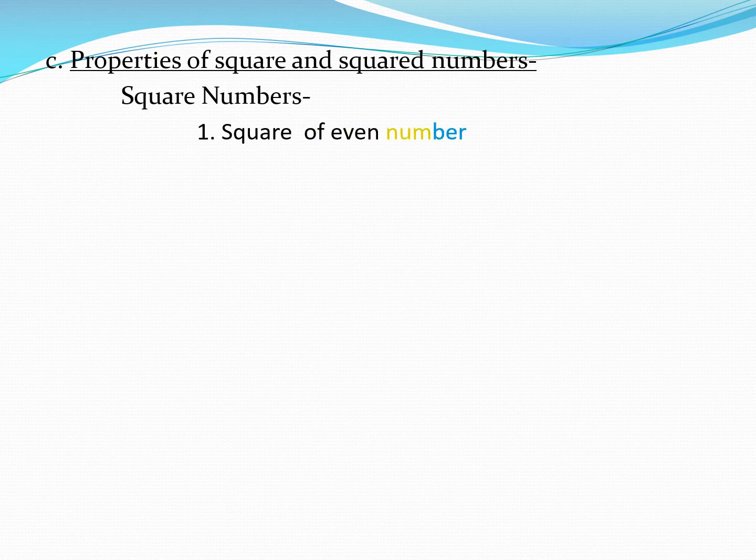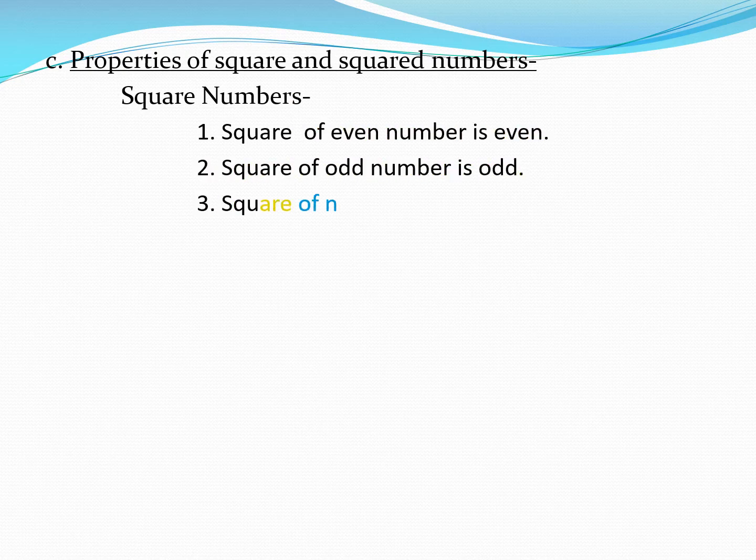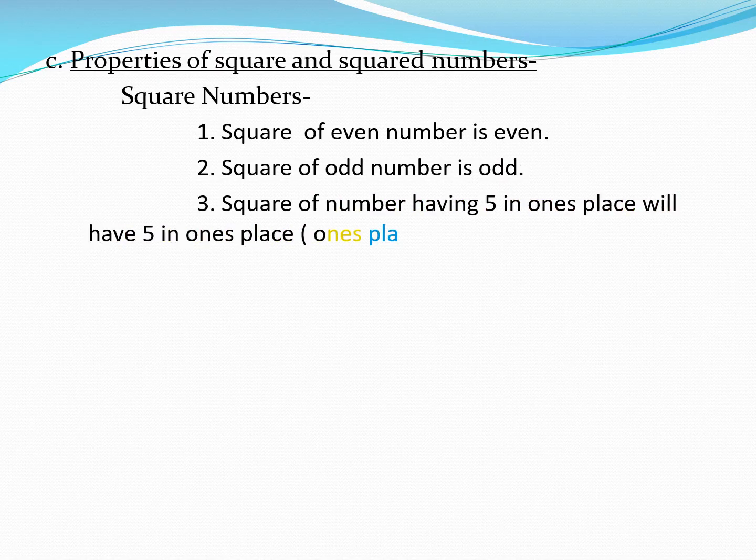Properties of square and squared numbers. Firstly, we will study the properties of square numbers. Here there are 6 properties that are given. You can go through it in detail. We will explain it in the next slide.